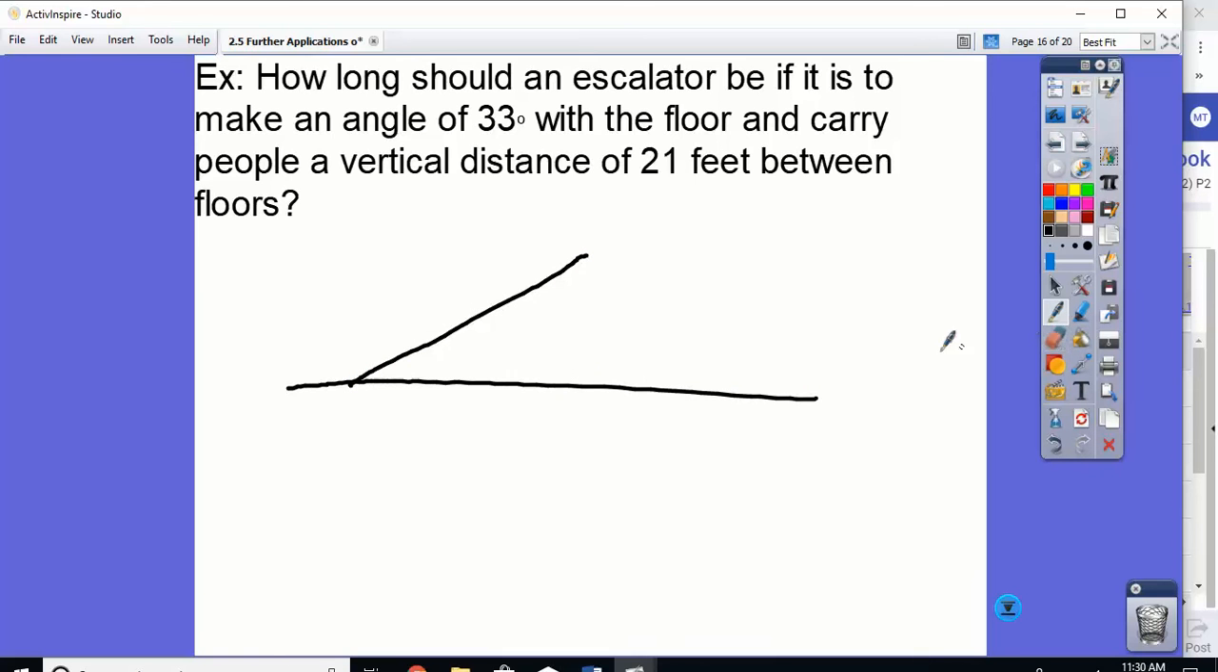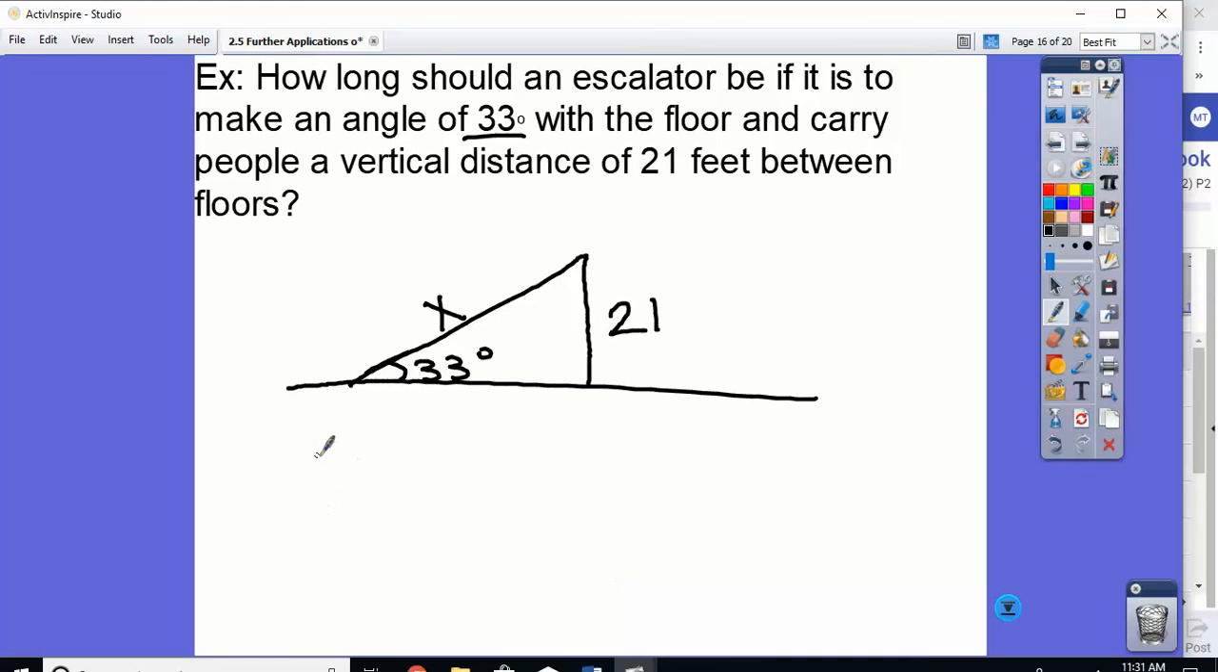You would be shocked if I put this question on the test. Where is the escalator? Okay, the hypotenuse. Make sure you're thinking about that. It carries people a vertical distance of 21. So where does that go? That's the stuff that people miss on the test. They're not paying attention to where you put your sides. The angle, 33 degrees with the floor. So this is where the escalator meets the floor. So that's 33 degrees. This is not a difficult problem as long as you can draw your picture.